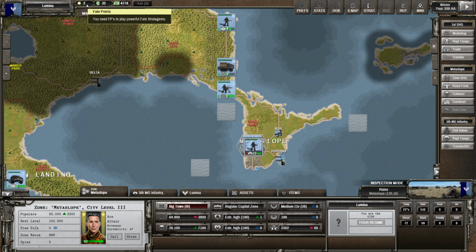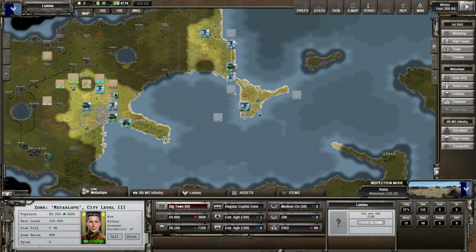This is fate points. Fate points are used to play fate stratagems. You get a few fate points. You'll get a fate point every time you go through an epoch of the game if you turn that feature on, and I highly recommend you do. Don't play without the epochs, man. They really give shape to the game.